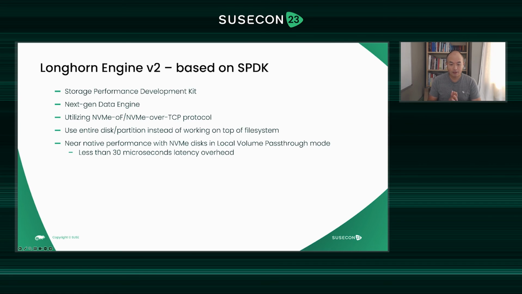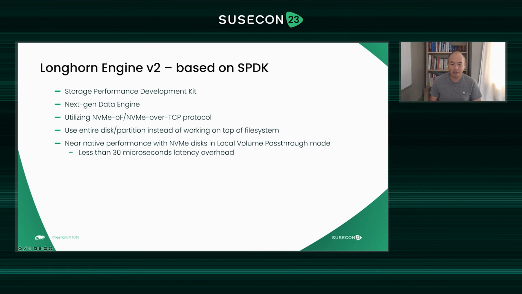And the most exciting thing about Longhorn Engine v2 is that now we can provide near native performance with NVMe disk in the local volume pass-through mode. Our benchmark will be public after the 1.5 release. But I can tell you right now, if you go through the local volume pass-through mode, the latency we're adding on top of the native NVMe disk performance is less than 30 microseconds.